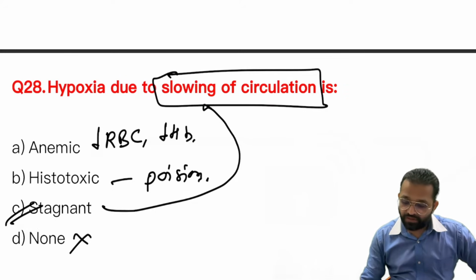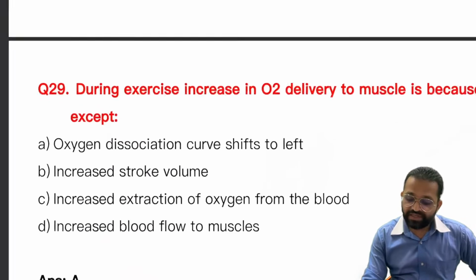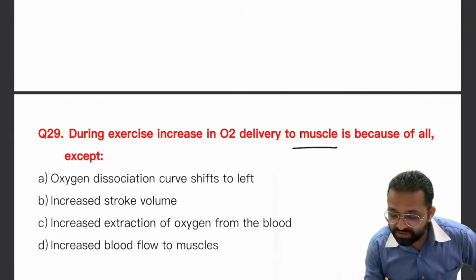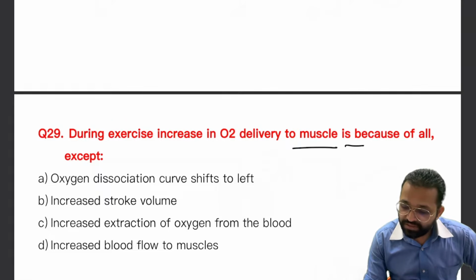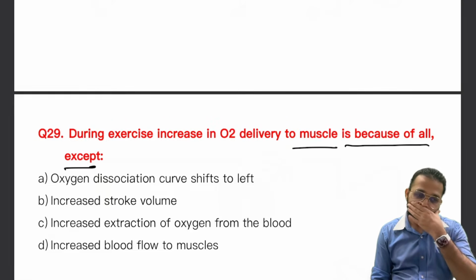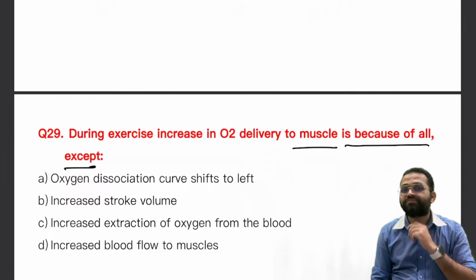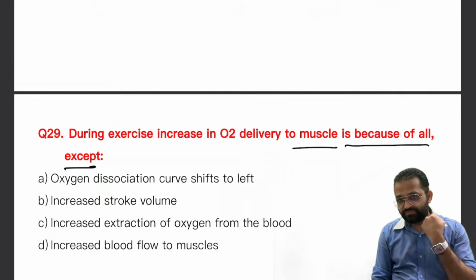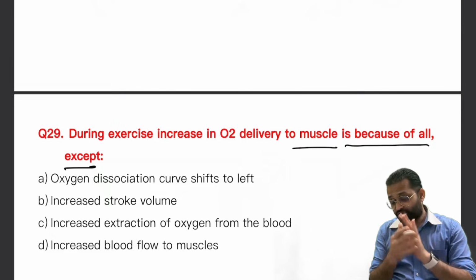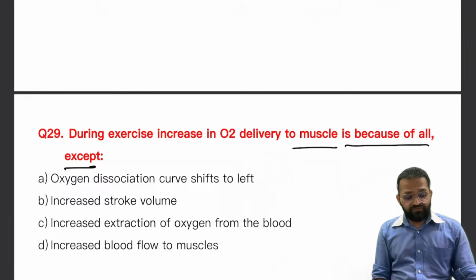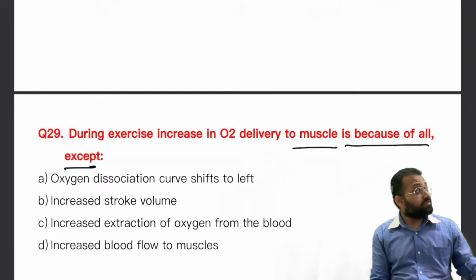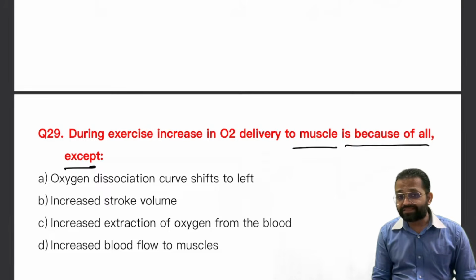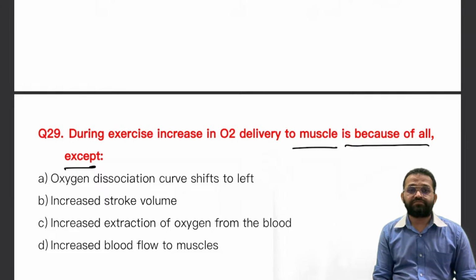Done? Okay. Now, during exercise, increase in oxygen delivery to the muscle is because of all except. Now, what is your answer? When we are doing the exercise, more oxygen is delivered to the muscle because muscles are demanding more blood supply. Because of all except, what is your answer?